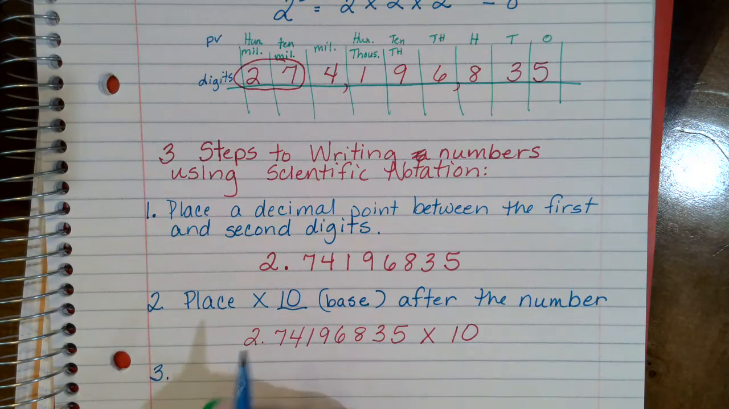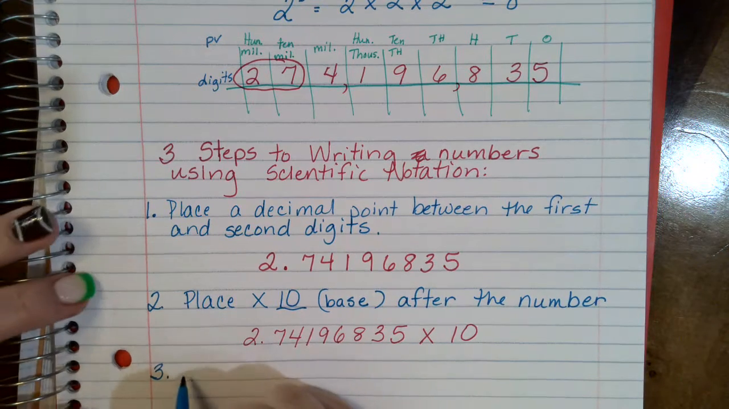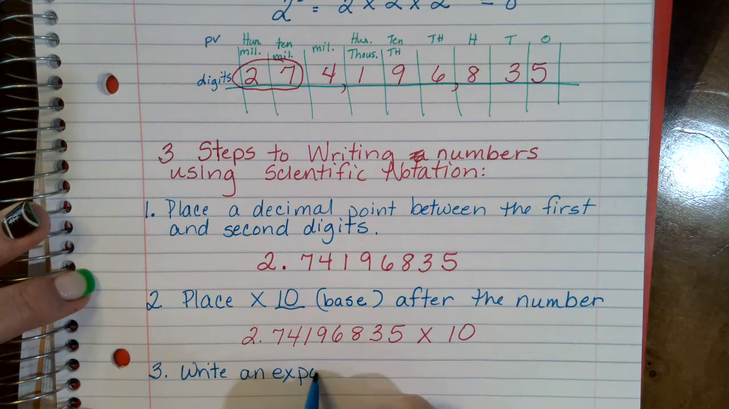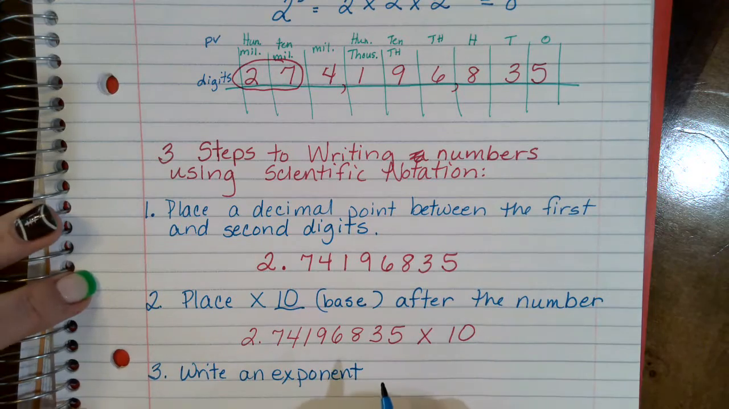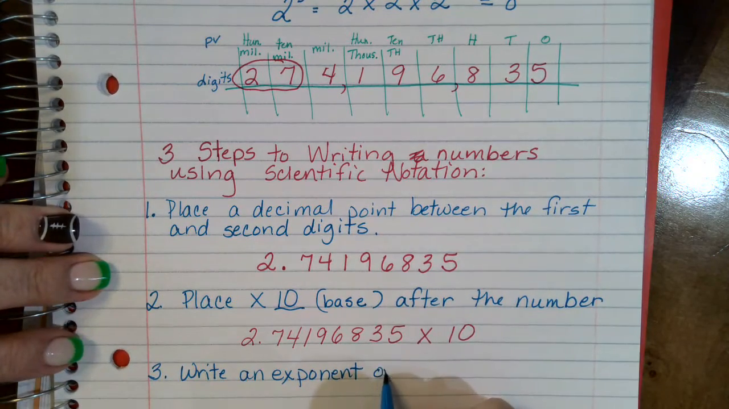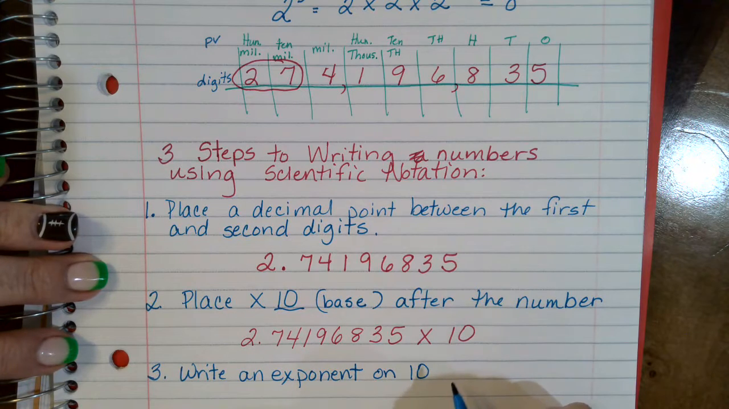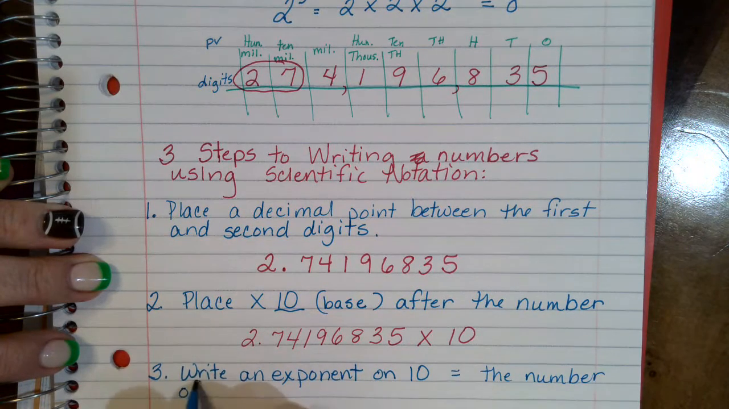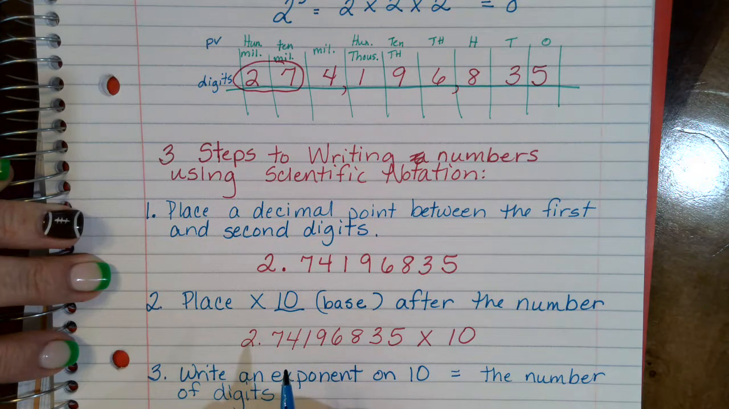Step 3 says, write a number to the right and above. We're going to write an exponent on the 10 that equals the number of digits from the end of the number to the decimal point.